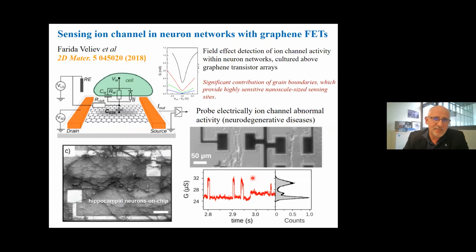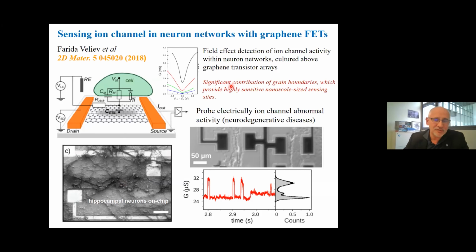Finally, I'm showing this paper, which is also a fascinating paper, where using a CVD graphene-based field effect transistor, it was possible to monitor neuronal activity. So neurons were somehow grown onto the device, and then under proper liquid conditions, it was possible to measure the electrical response. And it was demonstrated.